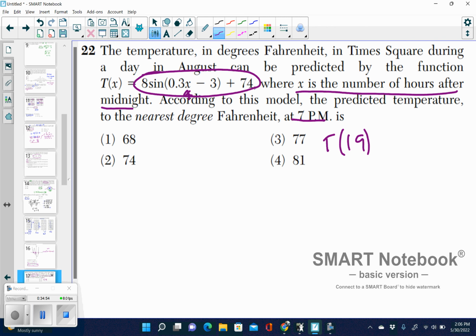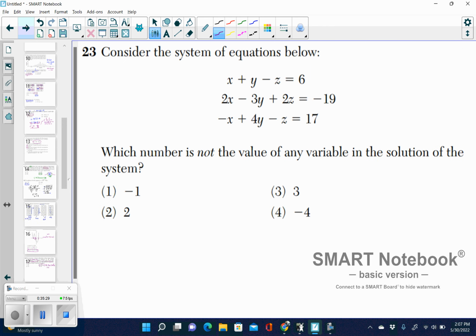So we're trying to find t of 19. So you do 8 sine of 0.3 times 19 minus 3, plus 74. And then hit enter in your calculator and see what that gives you. And that is going to give you about 77. This is going to be about 77 degrees to the nearest Fahrenheit. Okay, so option number 3.